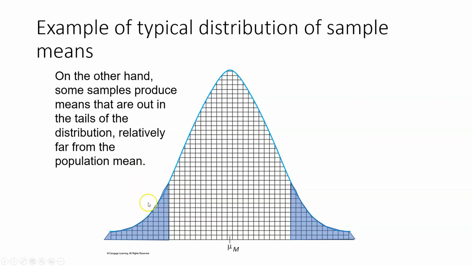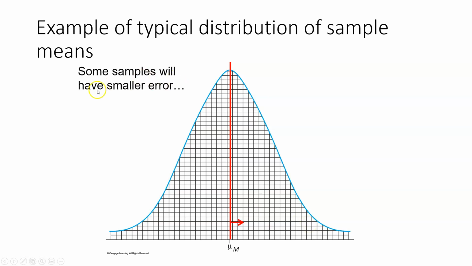However, some of the samples produce means that are out in the tails of the distribution, relatively far from the population mean. In other words, if we drew samples from the population and computed the average, they might fall far away from the population mean some small percentage of the time.